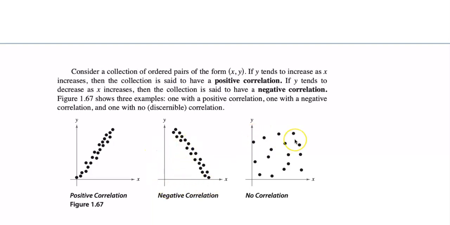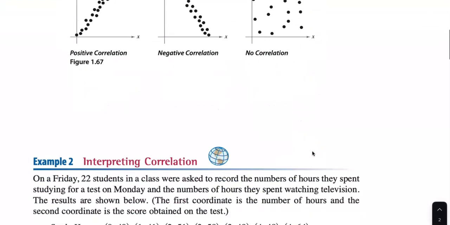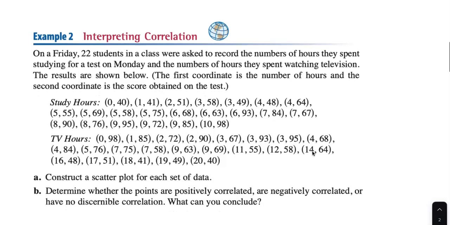And then no correlation, these two things have no correlation at all. Like your height and your grades in the class, right? You could be tall, you could be short, it doesn't matter. So those are correlations. Okay, so let's interpret some correlation here.